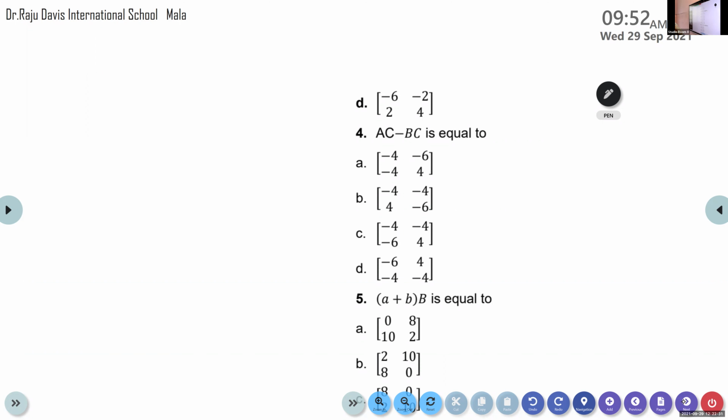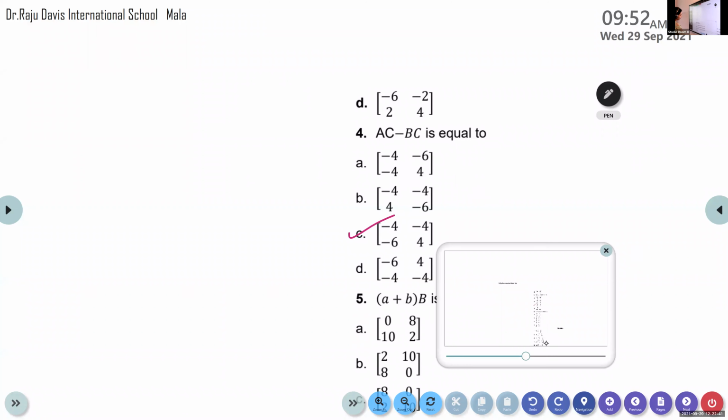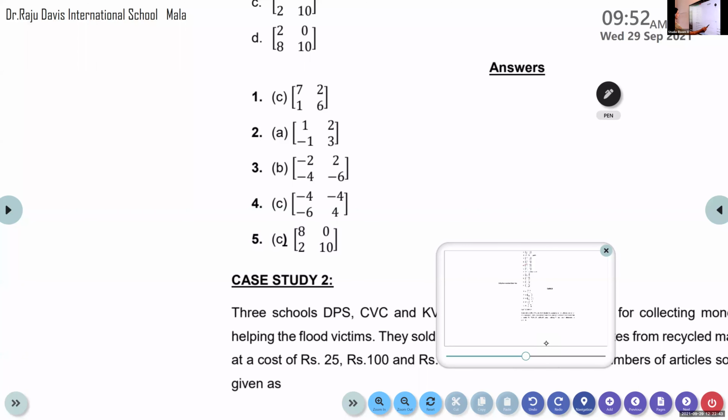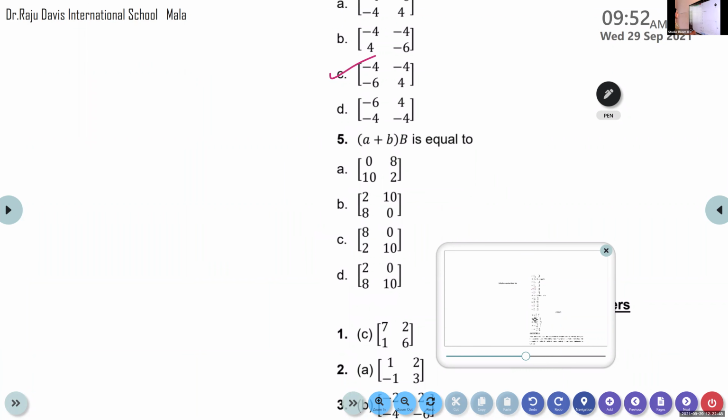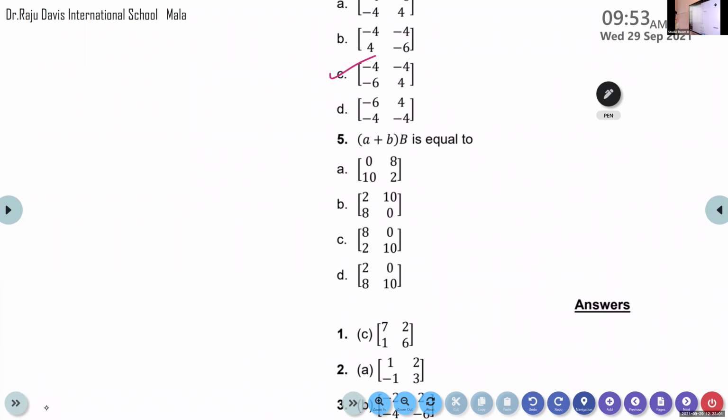Yes, fourth one, what is the answer? Aditya, Satyan? Ma'am, option C. Option C. Anila, fifth one, what is the answer, Anila? A plus B into B. Anila is not there. Okay. Then Karthik, give the answer. Fifth one. Ma'am, option C. Option C.